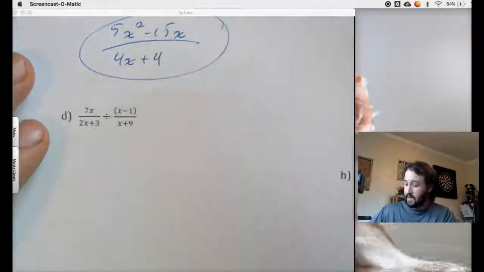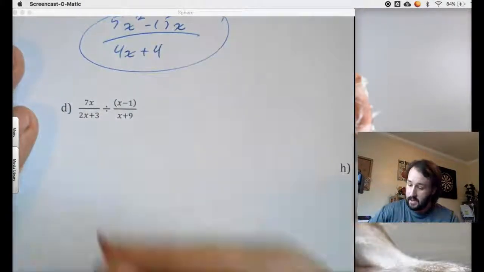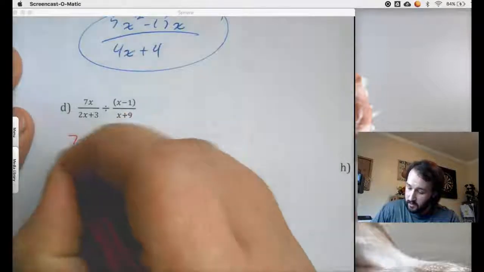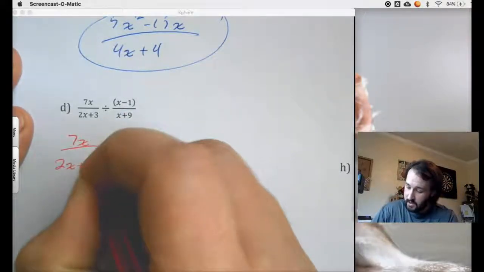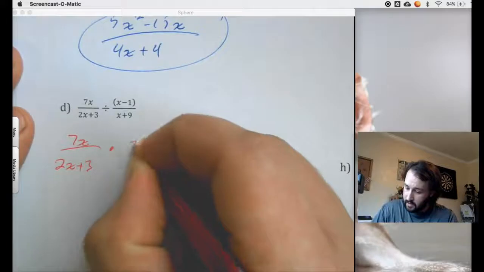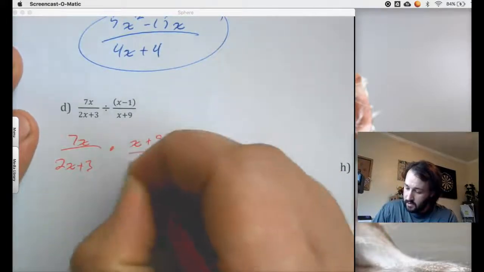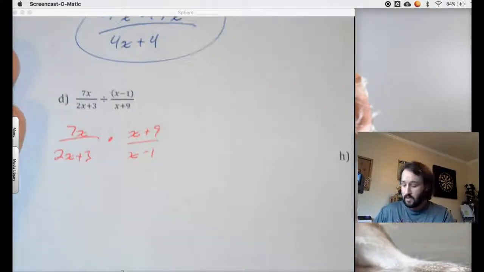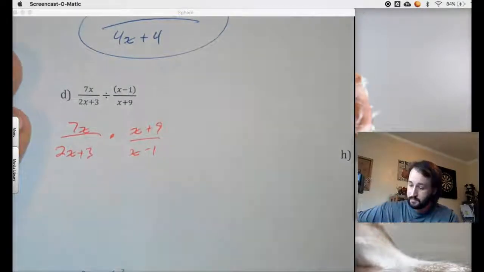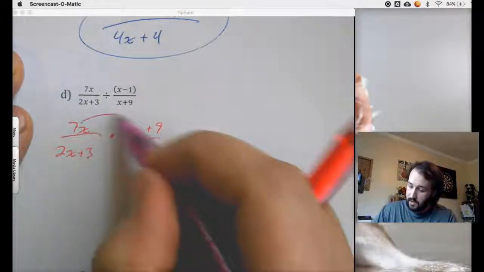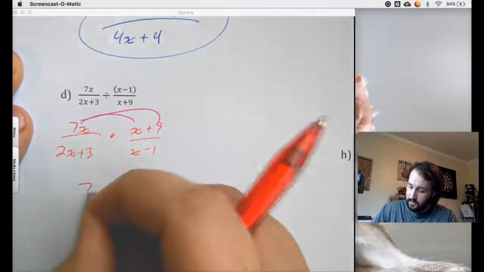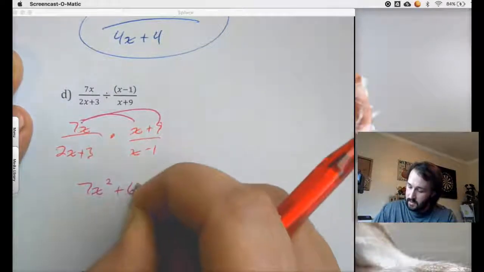So now again, same thing, we're just doing a lot of these. So I have 7x over 2x plus 3, times x plus 9 over x minus 1. I don't have any common factors, so I'm going to have to distribute everything. So in distributing my numerator, that's 7x squared plus 63x.